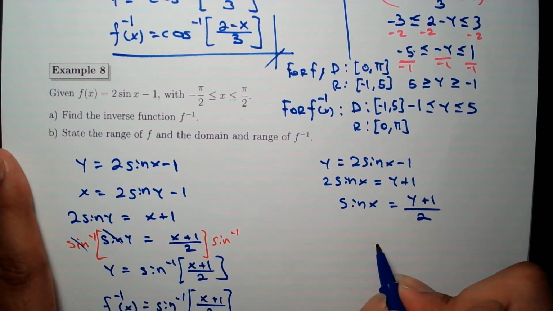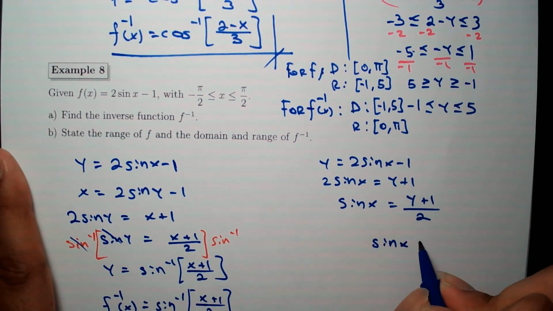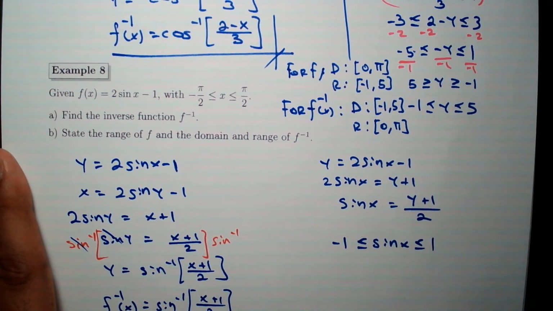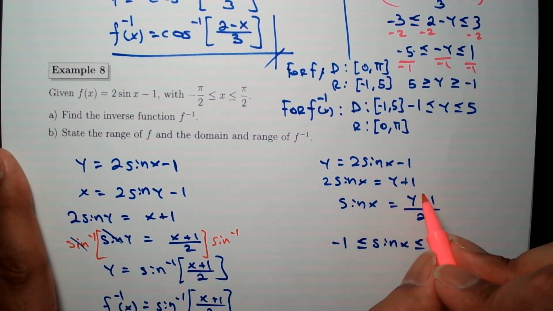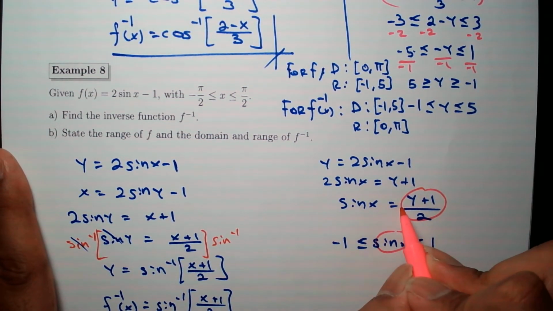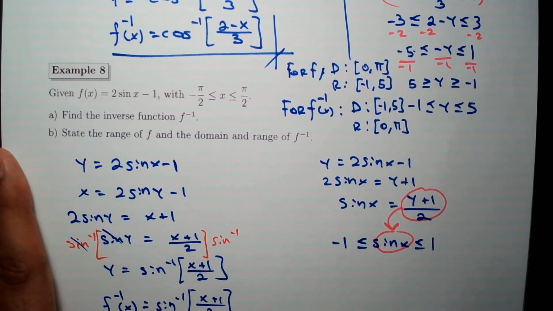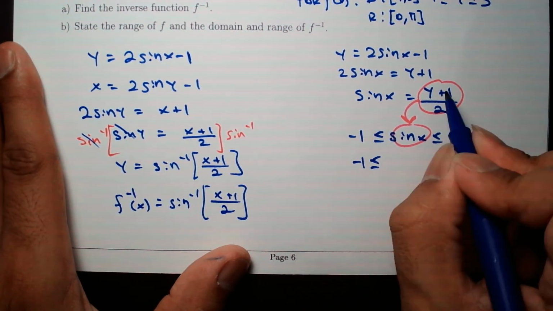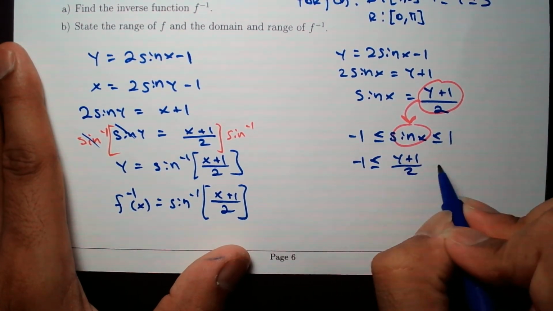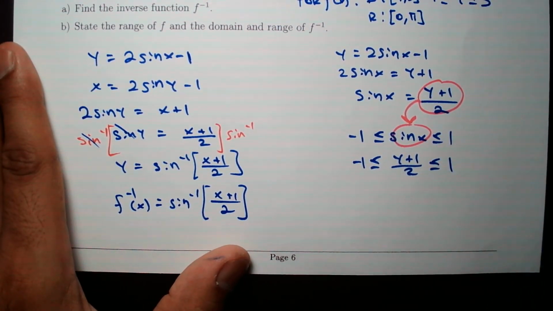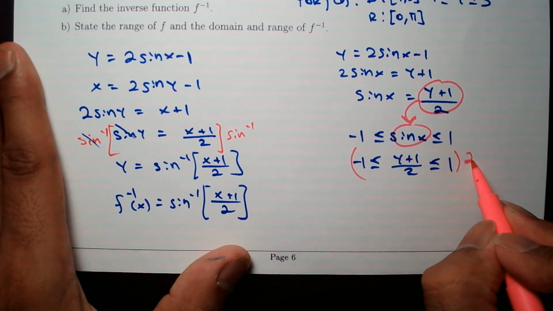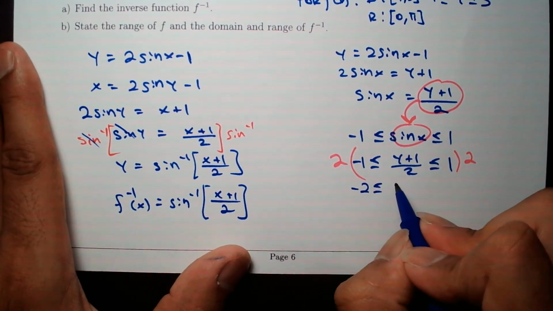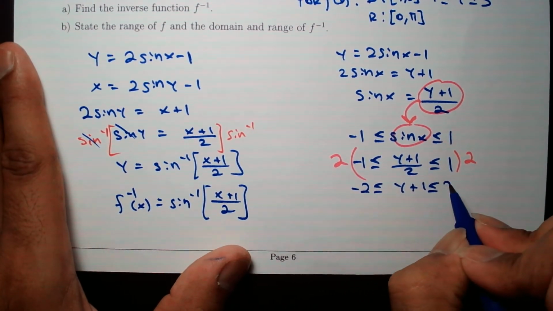And then, keep in mind that sine has a range from -1 to 1. And we're going to do the same trick, which is to replace sine of x with this (y + 1)/2. So -1 is less than or equal to (y + 1)/2, which is less than or equal to 1. Multiply the three sides of this compound inequality by 2 to get -2 less than or equal to y plus 1 less than or equal to 2.